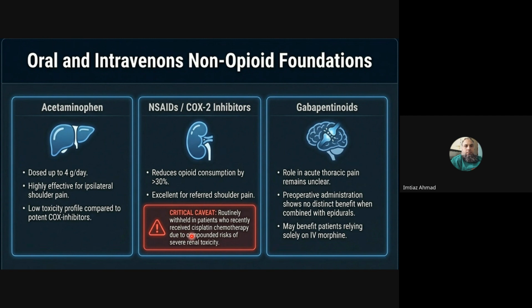But there is a critical warning: routinely withheld in patients who recently received cisplatin chemotherapy due to compound risk of severe renal toxicity. Gabapentin's role in acute thoracic pain remains unclear. Preoperative administration shows no distinct benefit when combined with epidurals, but may benefit patients relying solely on IV morphine.